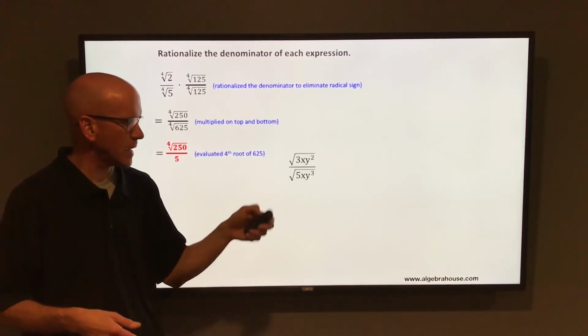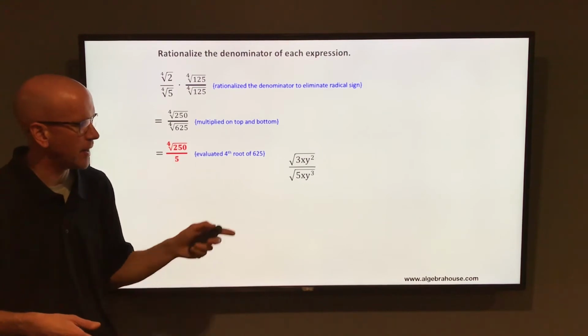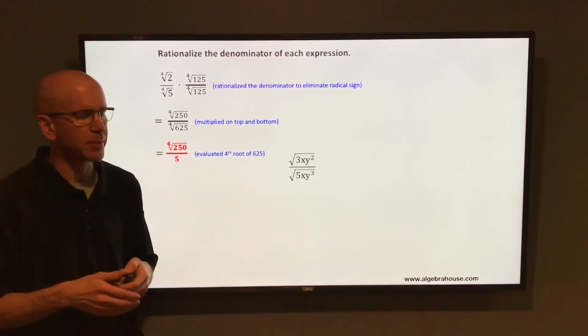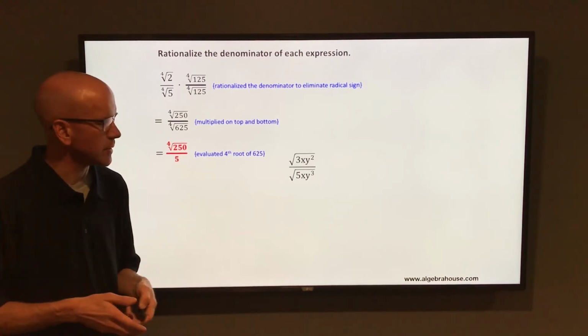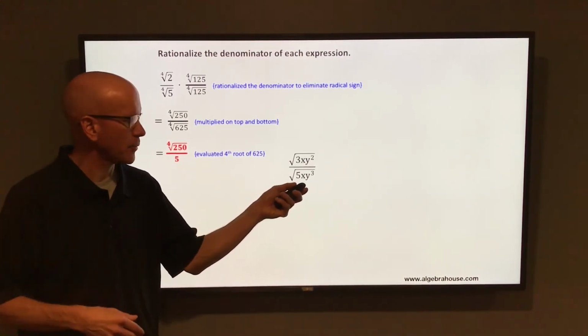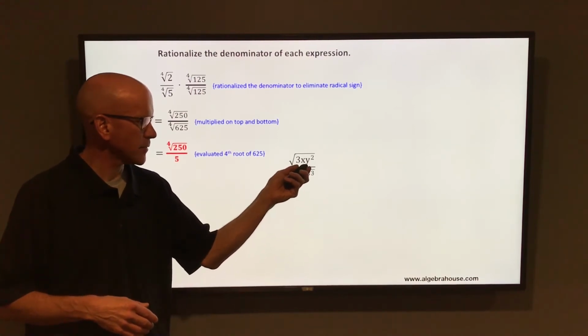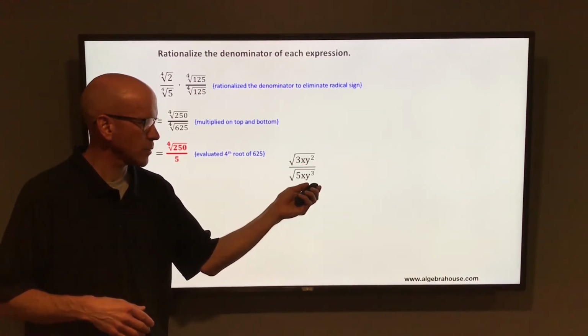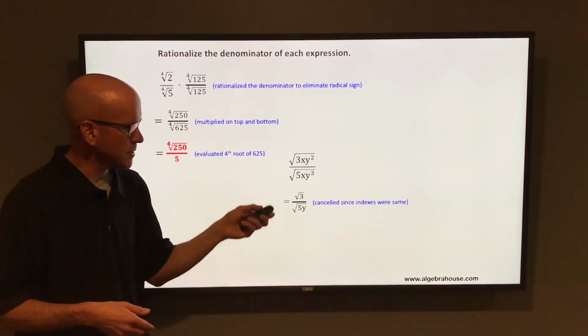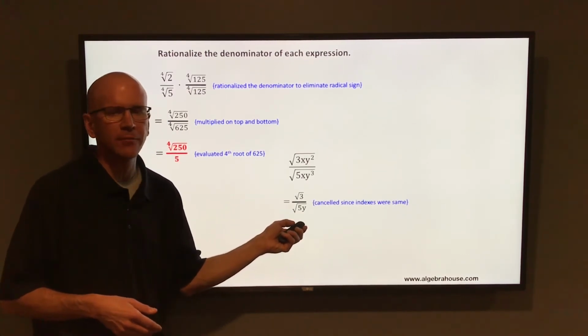Next, the square root of 3xy squared over the square root of 5xy to the third. Now before you jump to multiplying the top and bottom by something, think about simplifying or reducing. They're both under the square root sign, so anything is free to cancel. You can cancel the x's off. So if you cancel the x's, you can also cancel the y squared and y to the third. You'd be left with the y in the denominator. So it'd be the square root of 3 over the square root of 5y.